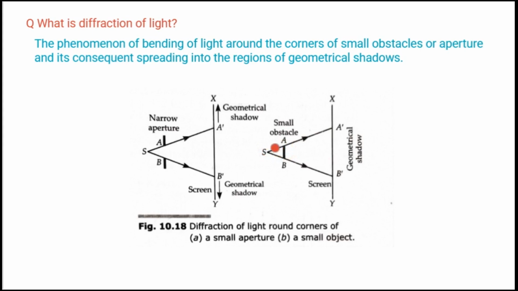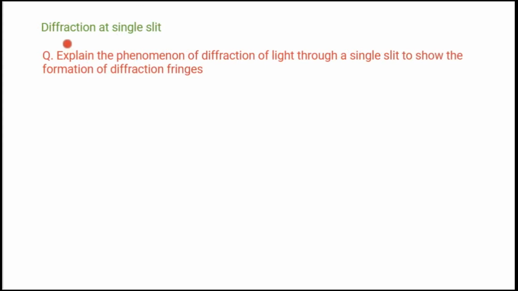Fine. For now, you can only concentrate on this point, the point where the light bends around the corners of the small obstacle to create a region of a geometrical shadow. This phenomenon of bending of light is known as diffraction. Fine. So in our next class, we'll discuss diffraction at a single slit.